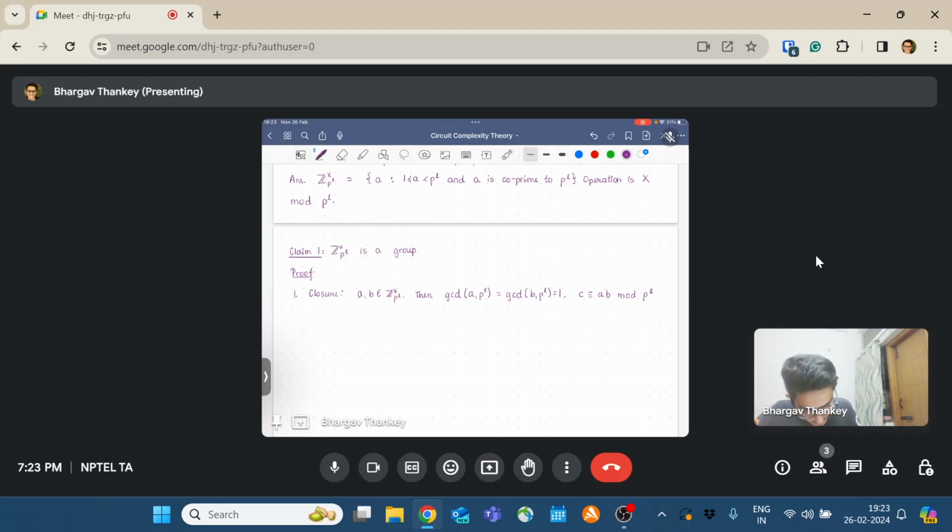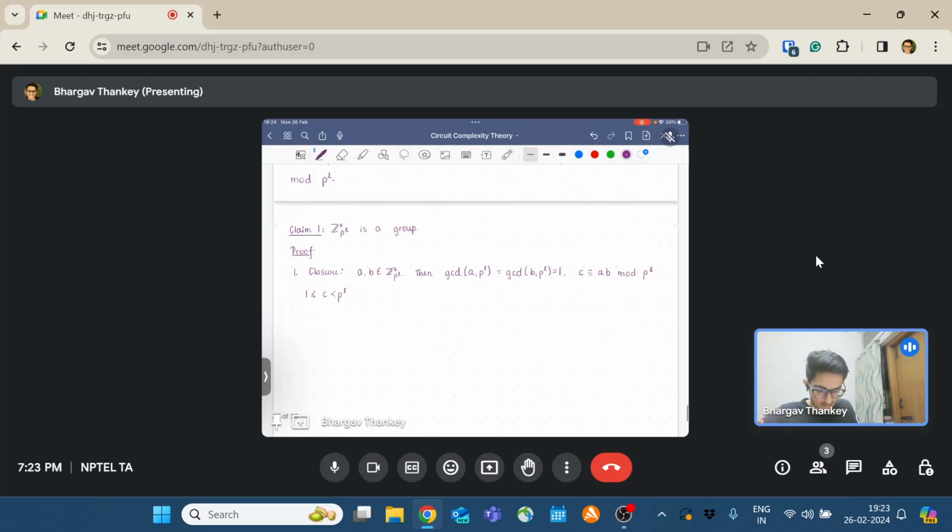So first of all, C is going to be in P to the L. Okay, let me write it more explicitly. So this is going to be true, right? Because they're going mod P to the L. Okay, I should write 0 over here. Why 0? Because AB might be a multiple of P to the L, in which case we might get 0, right?